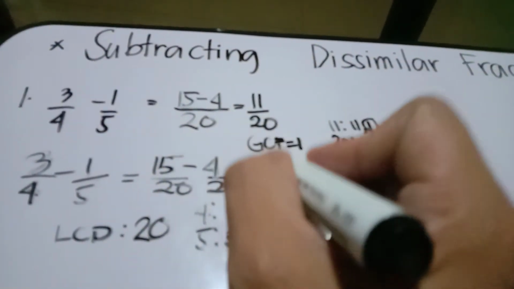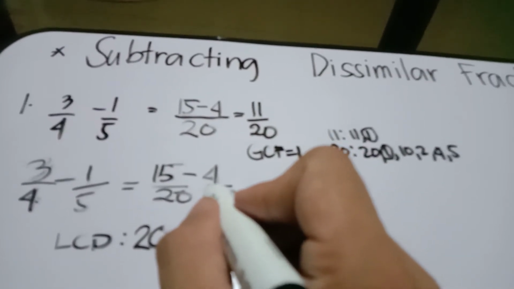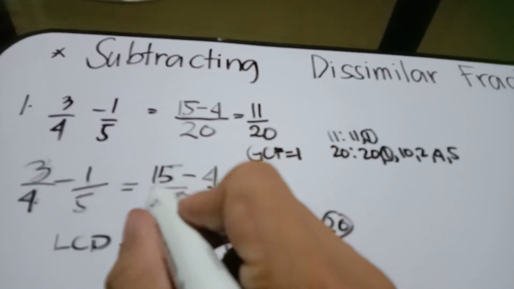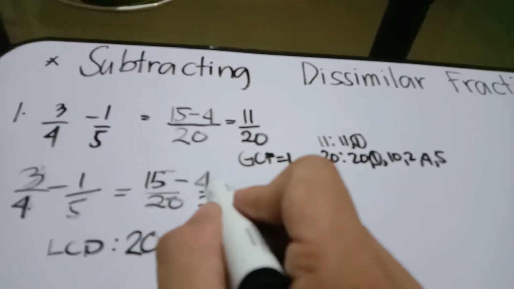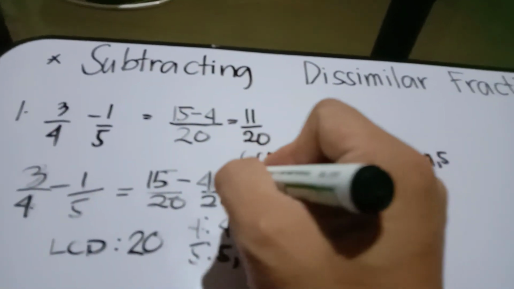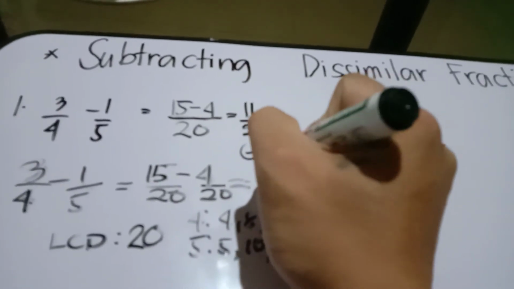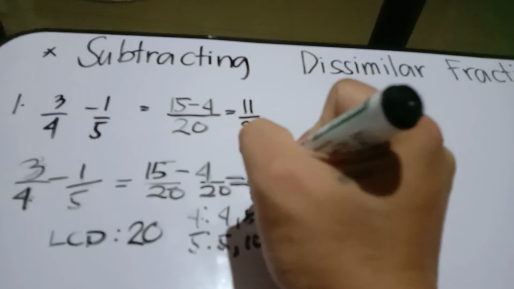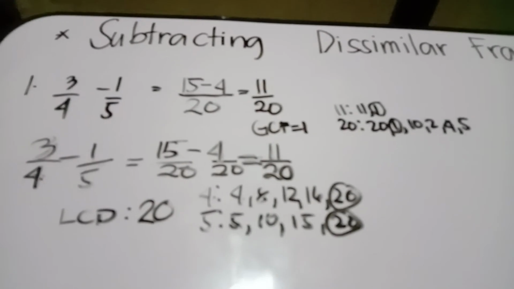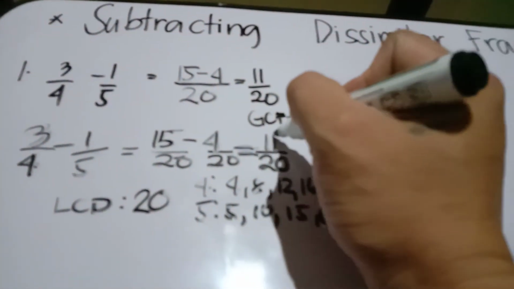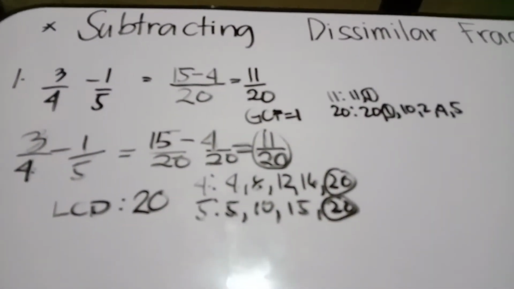So, balik tayo doon sa rule or steps in subtracting dissimilar fractions. How do we subtract dissimilar fractions? By subtracting the numerators and copying the denominator. So 15 minus 4 is equal to 11. Then copy the denominator. So 11 over 20 is in lowest term. This is now the final answer. That is the difference between 3/4 and 1/5.